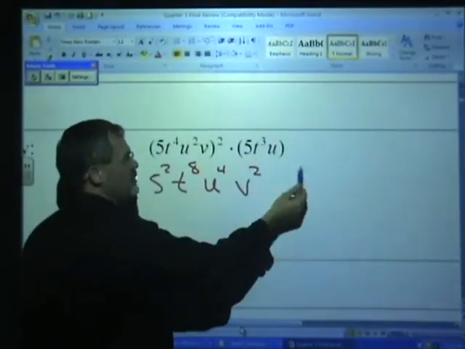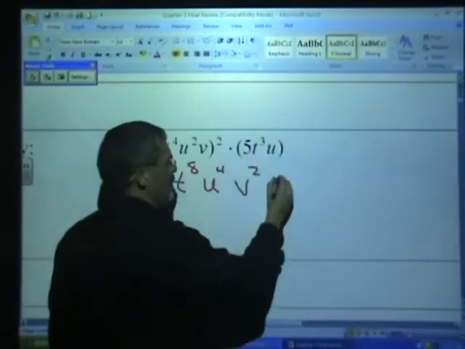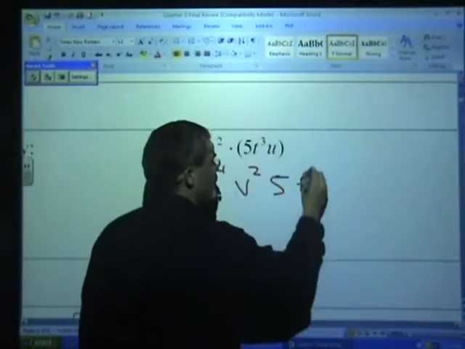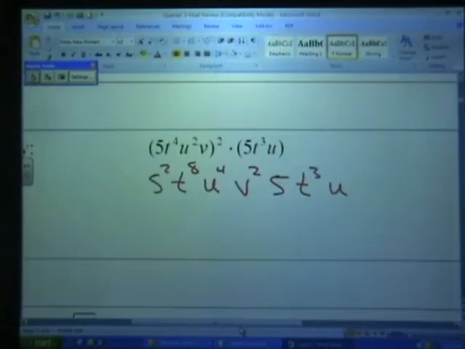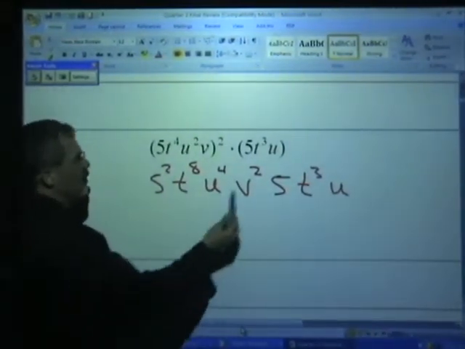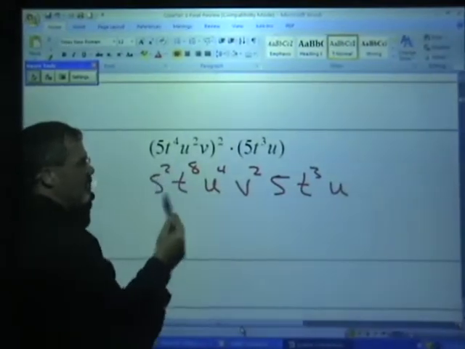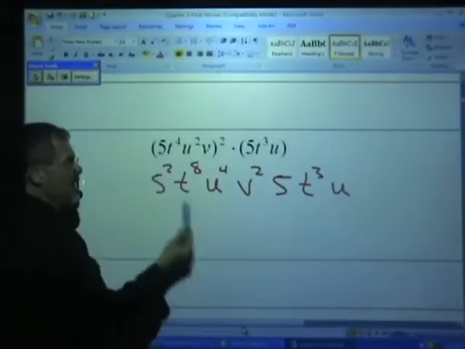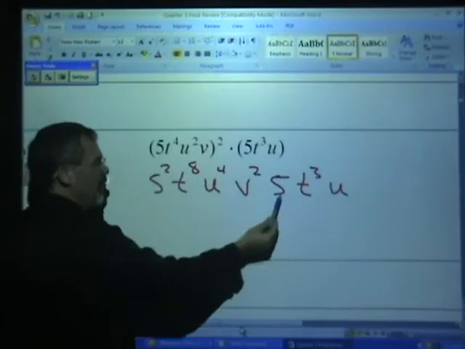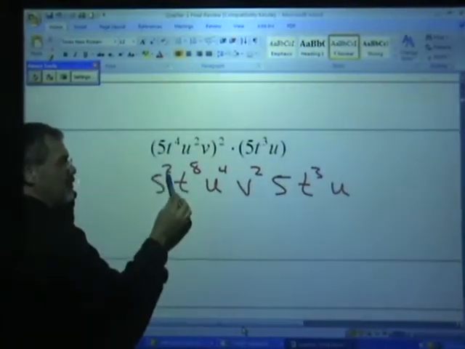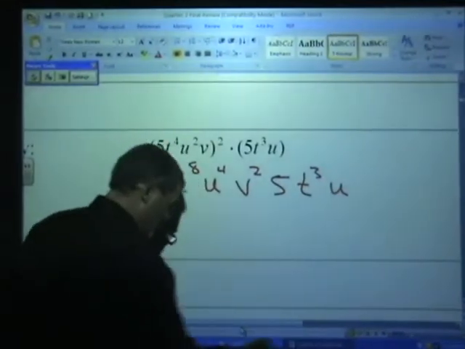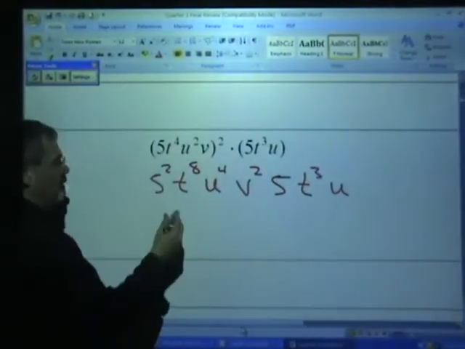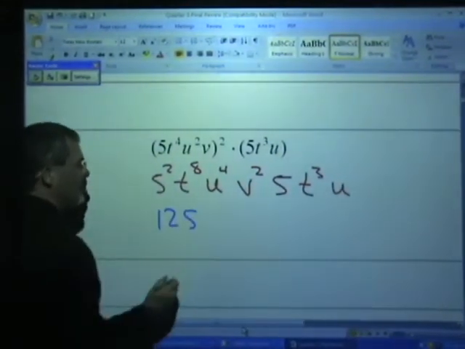Okay, and there's no exponent outside this parenthesis, so we can just take it out of the parentheses. Now we got 5, t to the 3rd, and u. All right, now, you might be thinking, combine like terms, and you're sort of right, but it's not combining like terms. It's multiplying powers. So first, we're going to take 5 squared and 5, because they're the same base. They both have 5. Ready? So 5 squared is 25. So 25 times 5, okay, is 125.